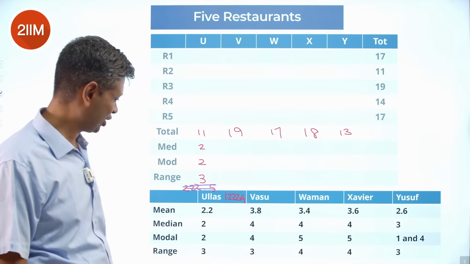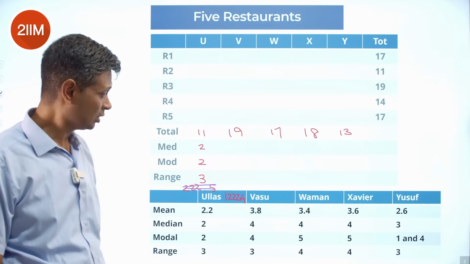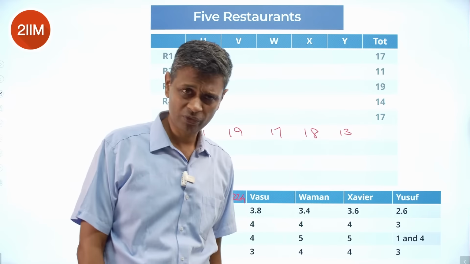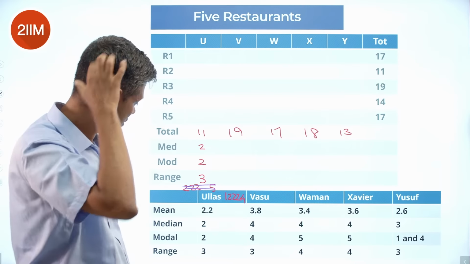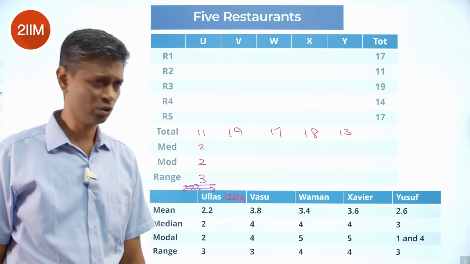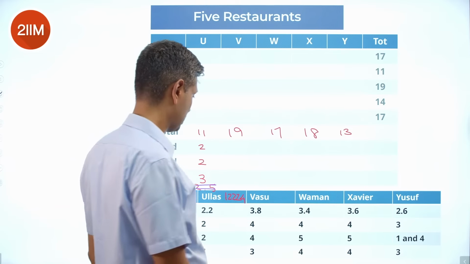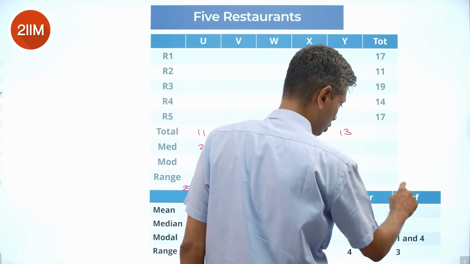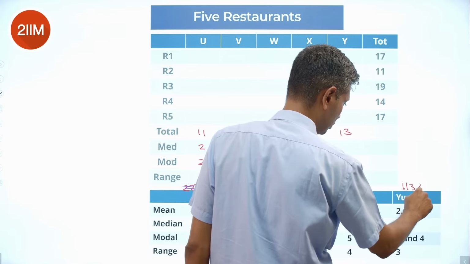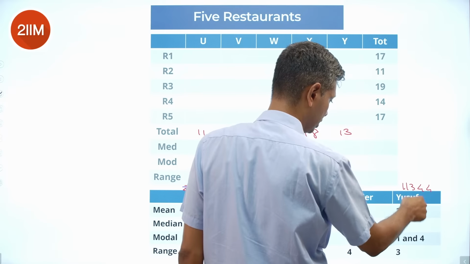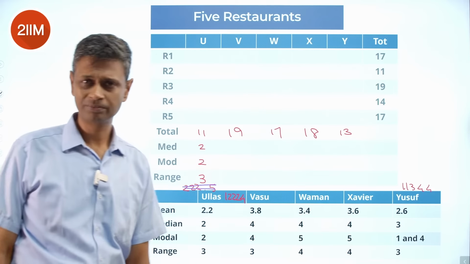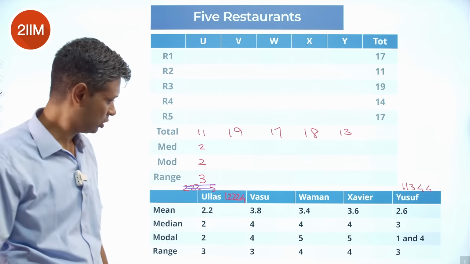Let's look at this next one. Yusuf has modes as 1 and 4, median as 3: 2 1s, 2 4s and a 3. So I know what Yusuf has got. Yusuf has got 1, 1, 3, 4, 4. Adding up to 8, 10, 13, 21. Lovely, that's done. Look, all 5 numbers I've got.